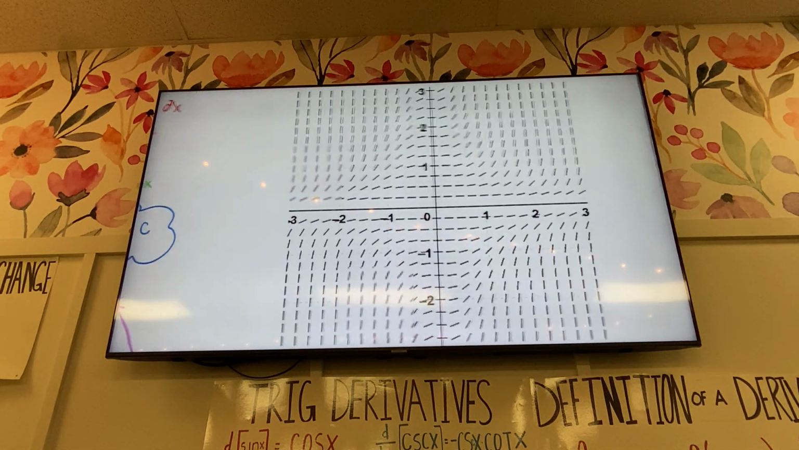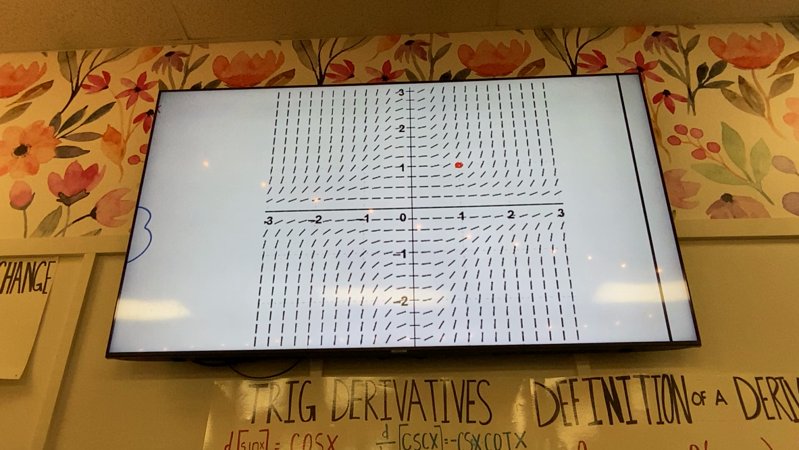Rule of thumb for the graph: you plot your point. You go with the flow. Do not cross. You can touch, but you can't cross. So we're going to go with the flow of the slope field. Did you not just cross? I touched it.